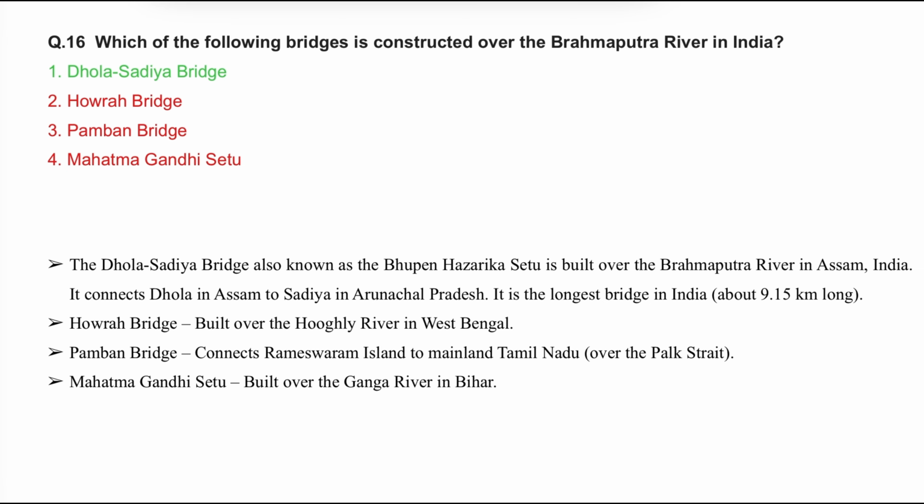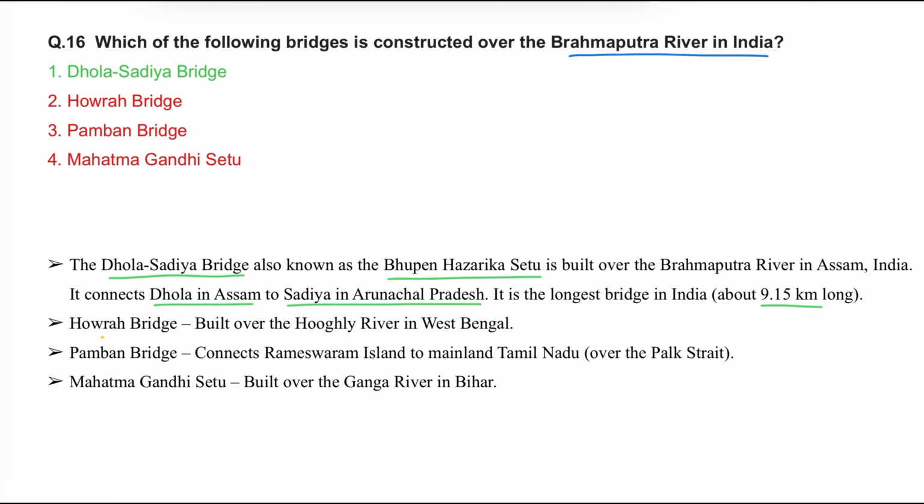Which of the following bridges is constructed over Brahmaputra River in India? Dhola Sadia Bridge, known as Bhupen Hazarika Setu, is built over Brahmaputra River in Assam, India. It connects Dhola in Assam to Sadia in Arunachal Pradesh. It is the longest bridge in India, about 9.15 km long.